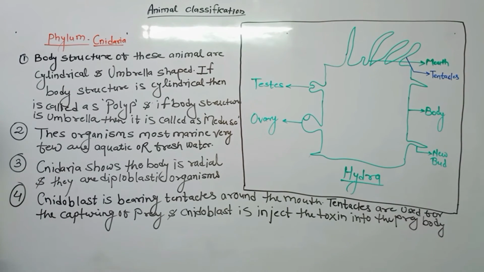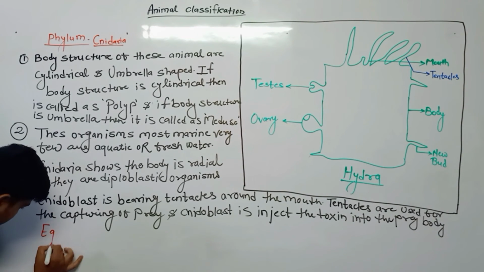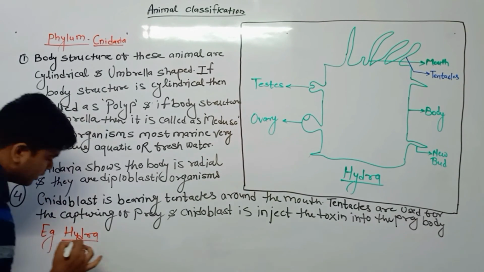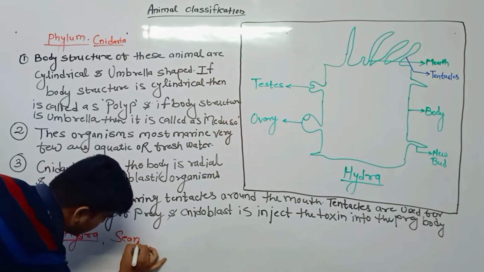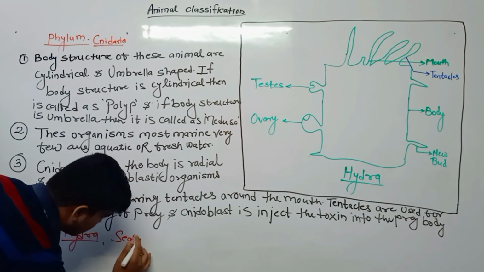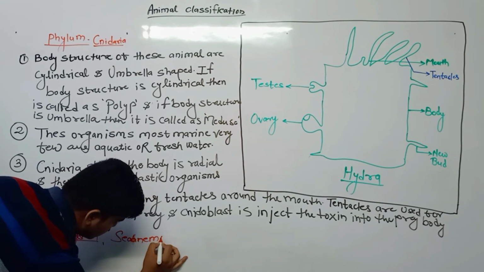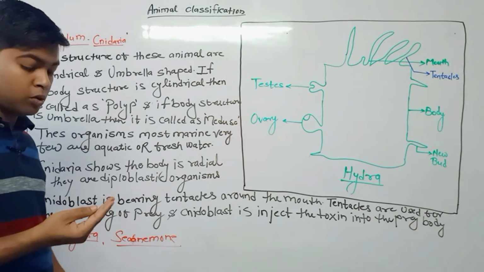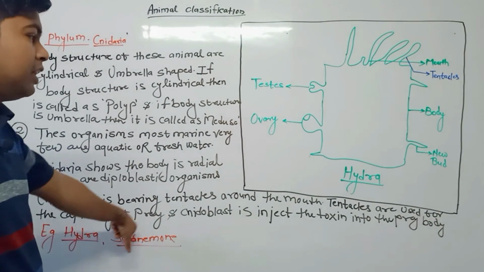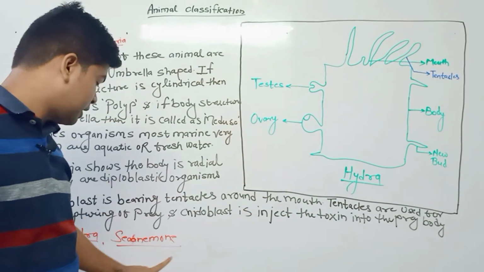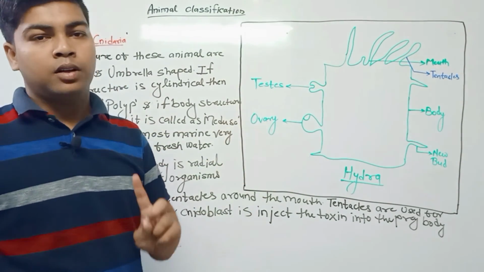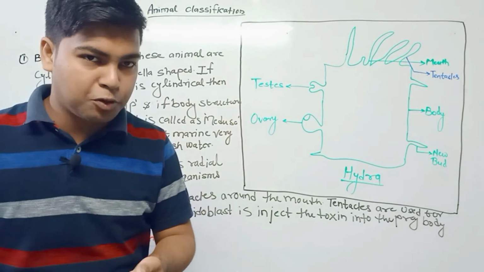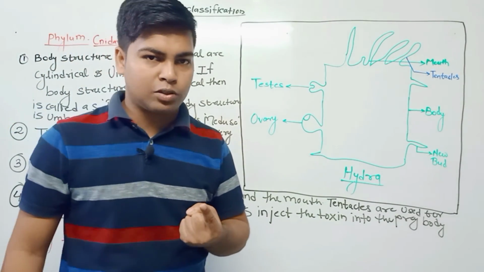Now, examples. One is Hydra. Second is sea anemone. Okay, these two organisms belong to Cnidaria. Hydra is having a cylindrical body and sea anemone is having an umbrella shaped body. Umbrella shape is called as medusa and cylindrical shaped body is called as polyp.